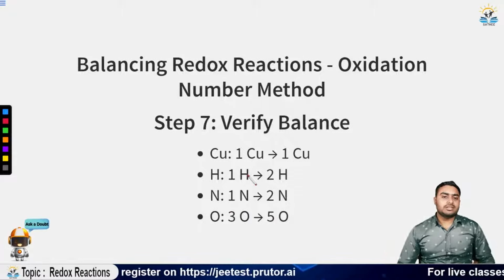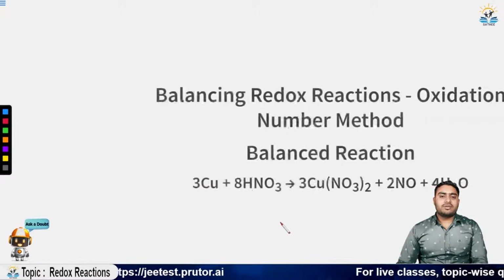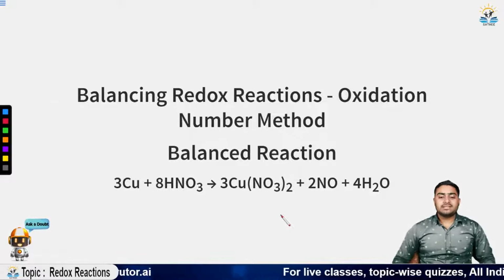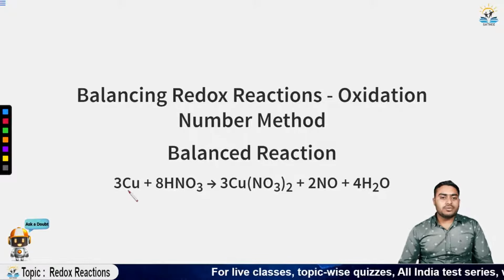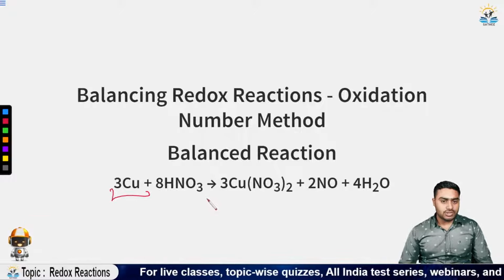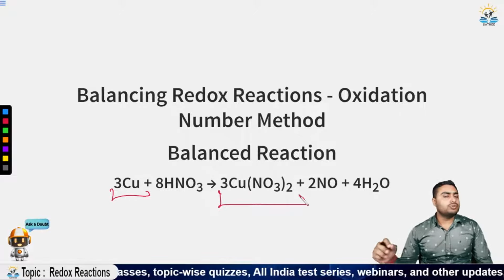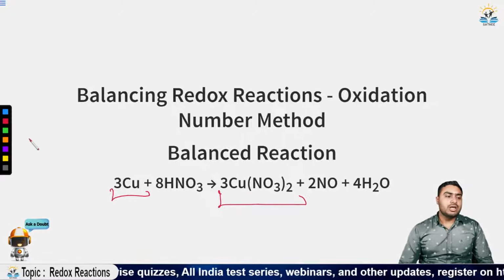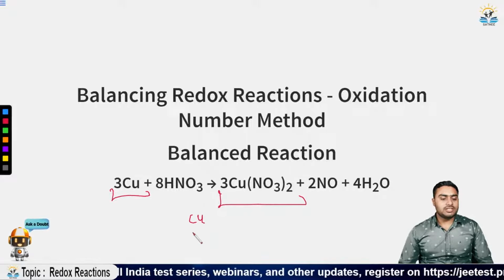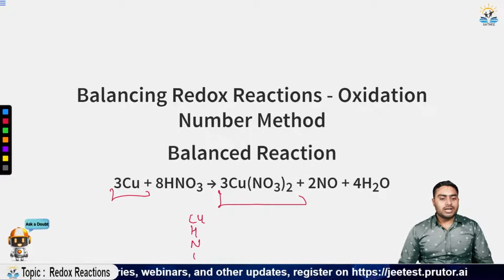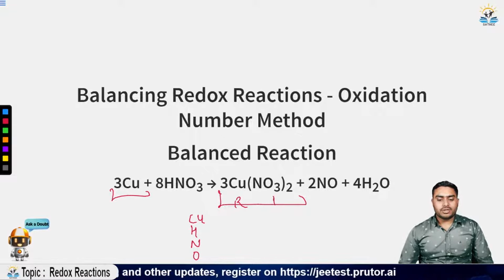Okay, let's equalize the charge. Then verifying balance, and after verifying the balance, you will get this balanced chemical equation. So the balanced chemical equation will be 3Cu plus 8HNO3 will give 3Cu(NO3)2 plus 2NO plus 4H2O. Let's check whether this is balanced or not. So copper, hydrogen, nitrogen, and oxygen. Reactant side and product side we are checking.